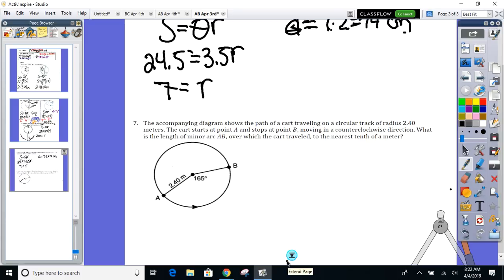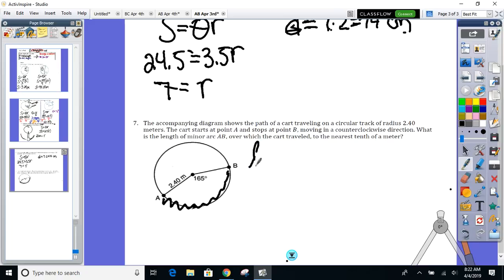All right, last one. You can read through it. We got a cart traveling on a circular path. Radius is 2.4, 165 degrees, counterclockwise direction. What's the length of this arc right here? All right, so we got a choice now. You see that the angle is 165 degrees.